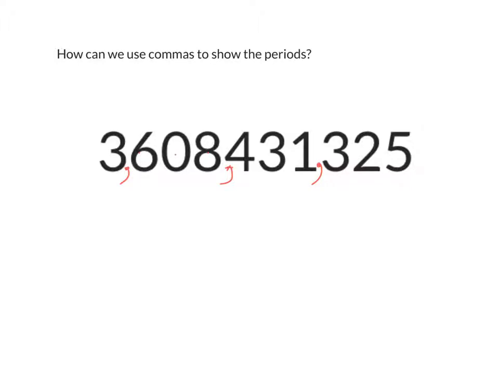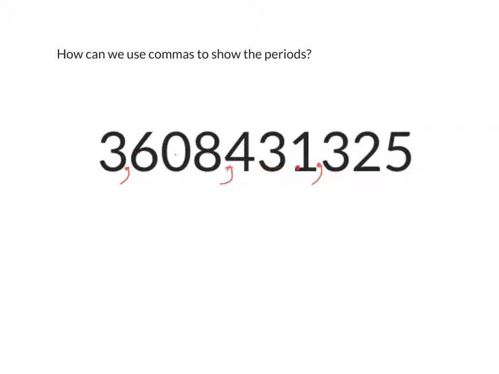Okay, so let's practice saying this number in word form. Let's start with the biggest period. This is the billions period. What number do you see in the billions period? Three. So we just say 3 billion. Then let's move to the next one. What number do you see in the millions? 608. So we say 608 million.